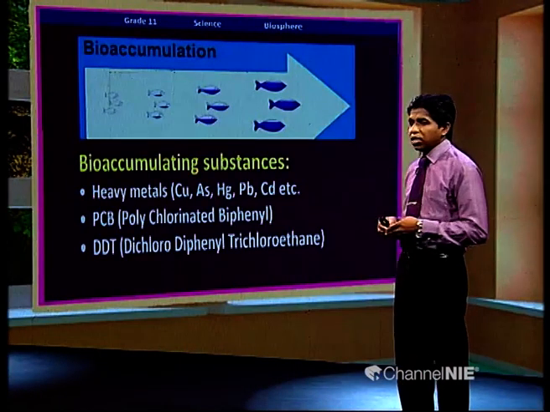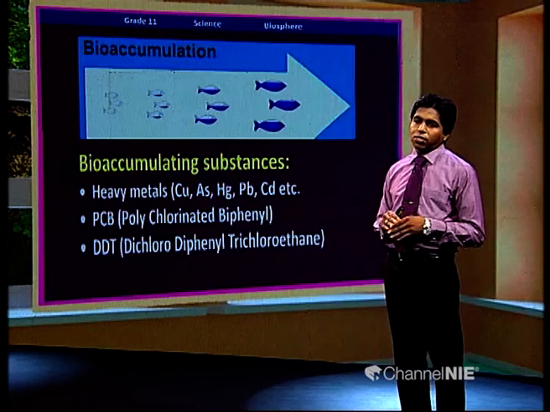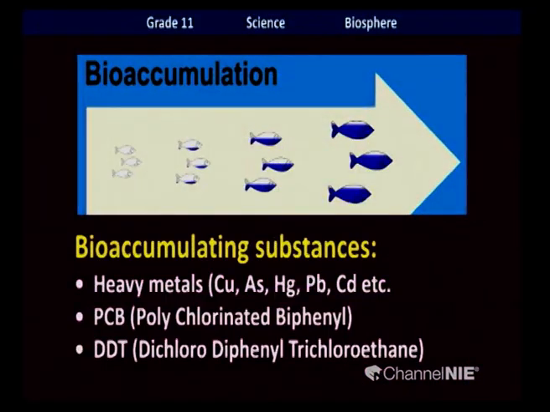Let us see what these bioaccumulating substances are. All substances are not bioaccumulating substances. You can see number 1, heavy metals. So what are heavy metals? Group 1 and group 2 metals are not heavy metals. Sodium, potassium, calcium, magnesium, they are not bioaccumulating metals. But copper, arsenic, mercury, Pb, lead, Cd, cadmium, these are bioaccumulating substances.